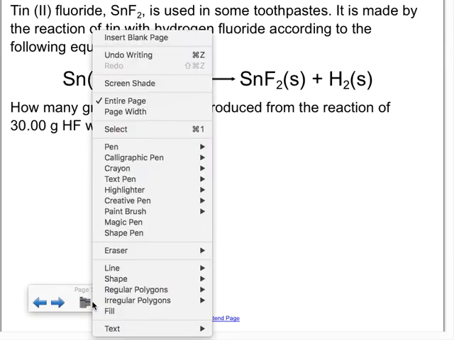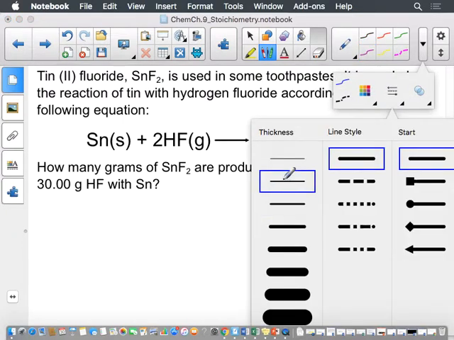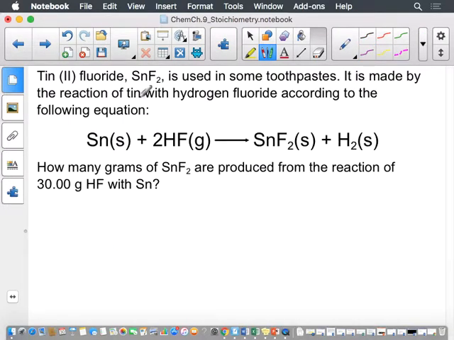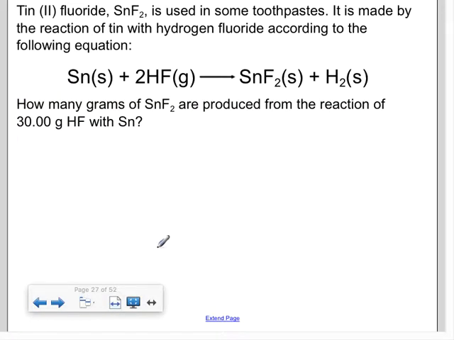So let's take a look at some sample problems here. I just want to make my pen a little bit thinner because we're going to be writing a lot here. Okay, here we go. Tin fluoride is used in some toothpastes. It is made by the reaction of tin with hydrogen fluoride according to the following equation. How many grams of SnF2 are produced from the reaction of 30 grams of HF with tin?